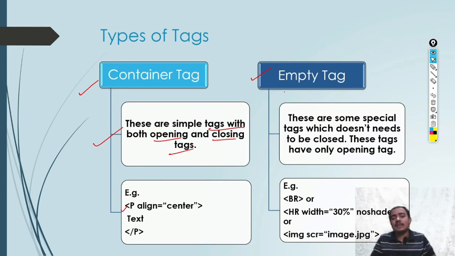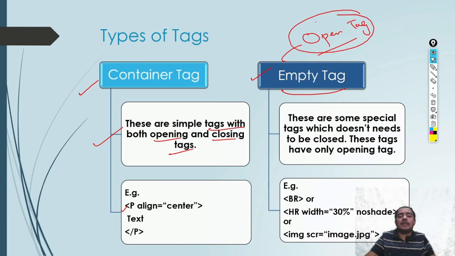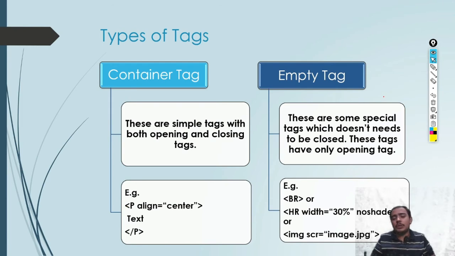But our next category, empty tags, is a bit different from container tags. In empty tags, we only have the opening tag. They don't have the closing part of the tag, that's the first thing. Second, and most important, they don't carry any content. They have no content, and that is why there is no need to close these tags. For example, tags like BR, HR, IMG, LI and some others are generally considered empty tags.